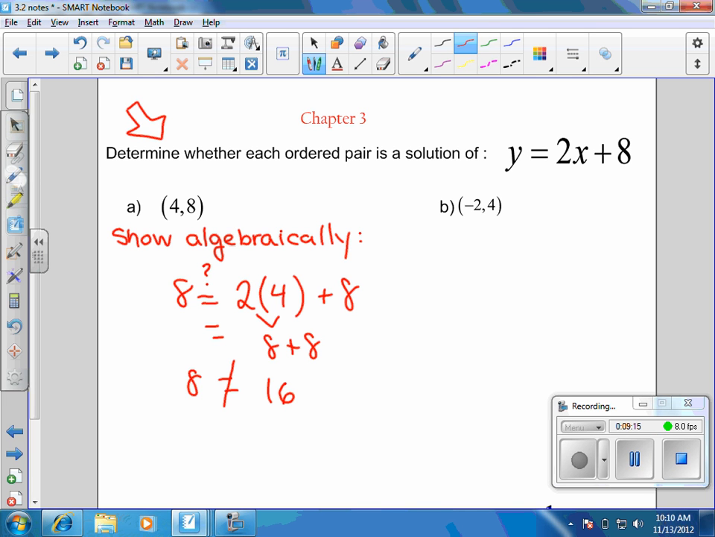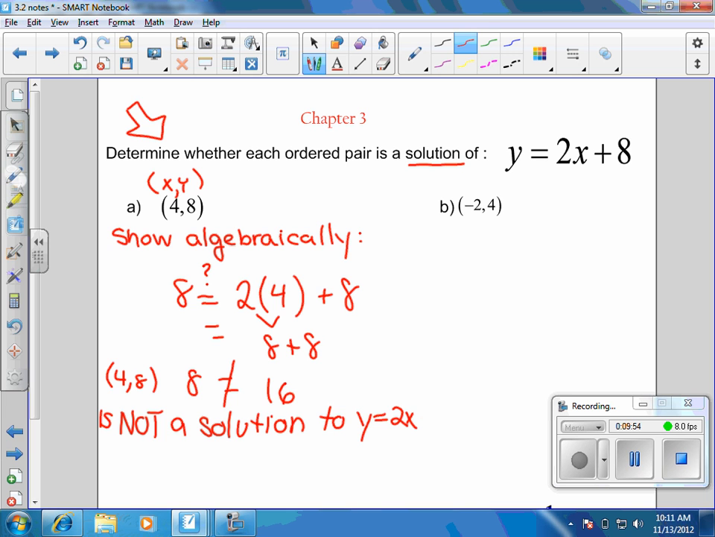So it tells you what x and y are. Yes, so this is x and this is y, just because of its relative position. So they'll have that. They give you a point, and you determine if it's a solution, and if it's not, you could say, like, 4, 8 is not a solution to what? y equals 2x. Right, because it could be a solution to something else, but it's not a solution to what they're asking about. Okay?